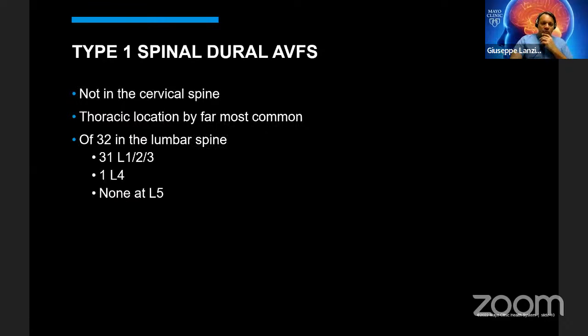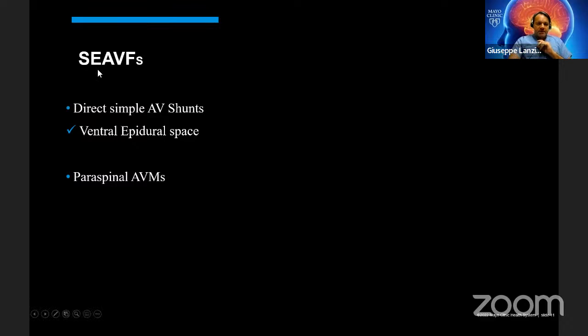Now, as I said, the thoracic location for type 1 spinal dural fistula is by far the most common. But when we look at the ones in the lumbar spine, the vast majority were at the upper lumbar segments, and only one was below L3. While the converse is true for the spinal epidural types, which are much more common at L4, L5, and in the sacral segments. So I think that as we start understanding more and look more into these differences, we'll understand more about the potential pathophysiology of these two different types.